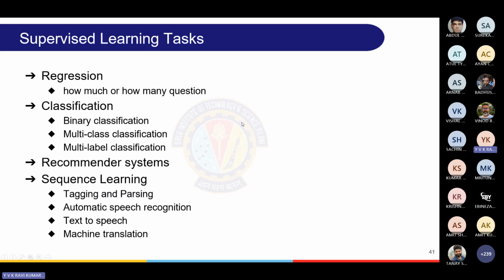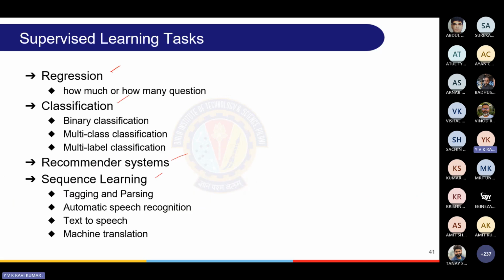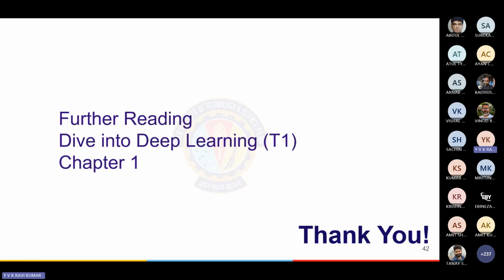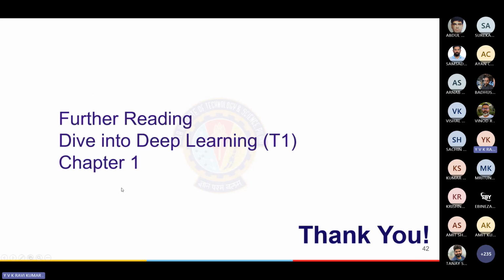Okay, I think in supervised learning we already had a discussion: regression, classification, binary, recommender system, sequence, all are covered, right? Now, what is the summary of today's session? One minute. I just saw multi-level. I'll come to that actually. Multi-class and multi-label. Labels, you know, right? We'll have the discussion.